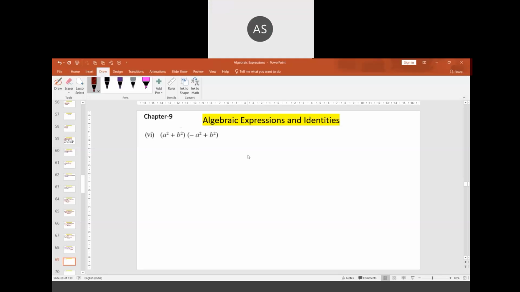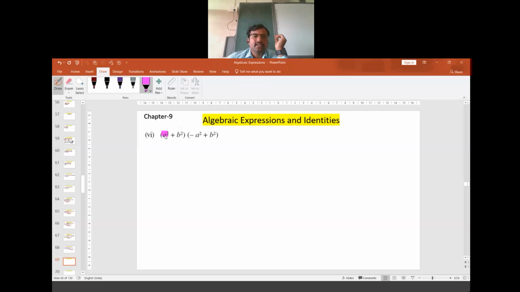Sir, here (a square plus b square) whole square? No, you just observe here: x plus y, minus a square. This is taken as plus, minus a square. Positive, this is negative, no? Sir, we can change the side, no, sir? Plus b square, minus a square.